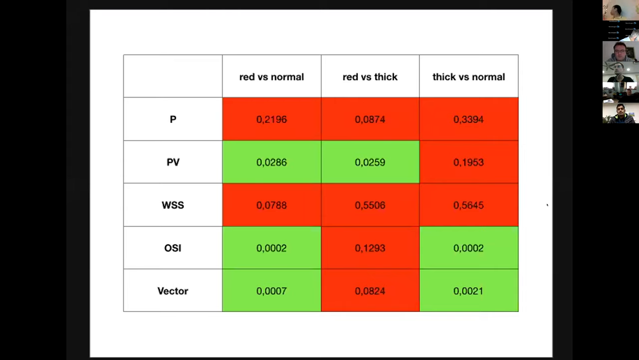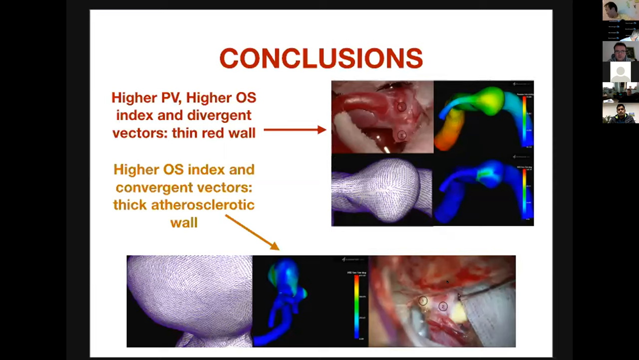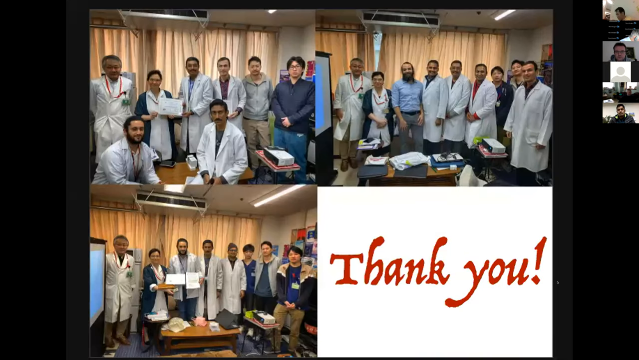We found that a higher pressure variation significantly correlates with the red thin wall. At the same time, a high OSI index significantly correlates with the red thin wall and thick atherosclerotic wall. Divergent vector significantly correlates with the red thin wall, and the convergent vector significantly correlates with thick atherosclerotic wall. So we can say that in our series, in our experience, a high pressure variation, a high OSI index, and divergent vectors significantly correlate with the intraoperative finding of a thin red wall, and a high OSI index with convergent vectors correlates with thick atherosclerotic wall. Thank you for your attention.